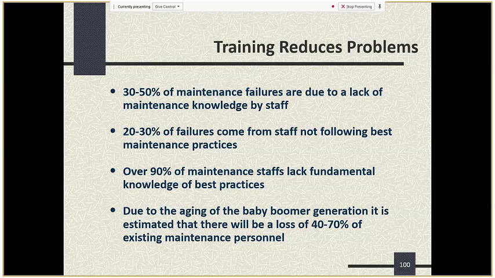Sometimes maintenance staff just lack fundamental knowledge of what the best practices are because they've never had a high level of O&M training because there wasn't a budget for it. And something that every agency should be worried about is that as their staff gets older, the baby boomer generation, of which I'm a member, starts retiring, there's going to be a loss of 40 to 70% of existing maintenance personnel. And they won't necessarily be that easy to replace. Go to the next slide.